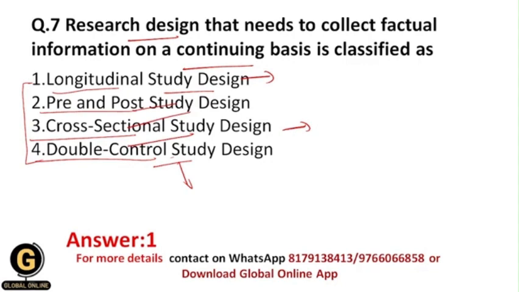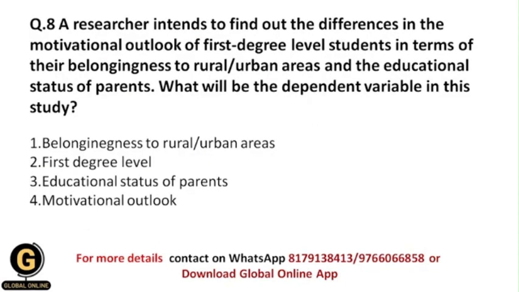The correct answer is 1, that is longitudinal study design. A researcher intends to find out the differences in the motivational outlook of first degree level students in terms of their belongingness to rural or urban areas and the educational status of parents. What will be the dependent variable in this study? So here the researcher intends to find out the differences in the motivational outlook of first degree level students based on their belongingness to either rural or urban areas and based on the educational status of their parents.